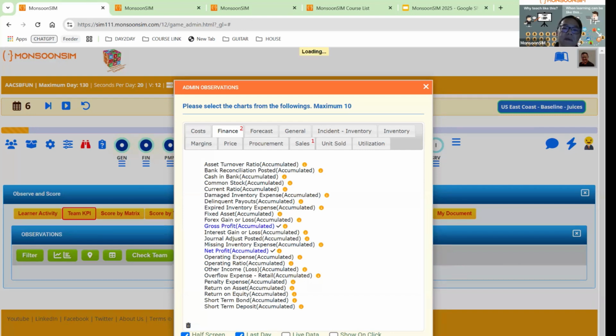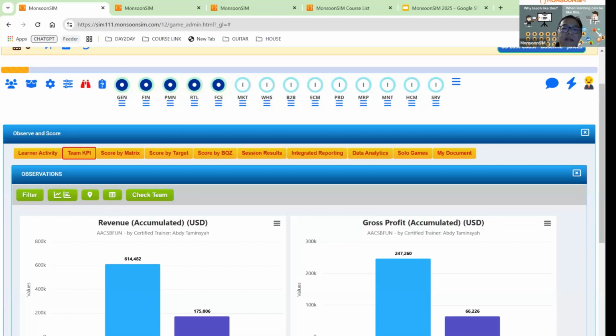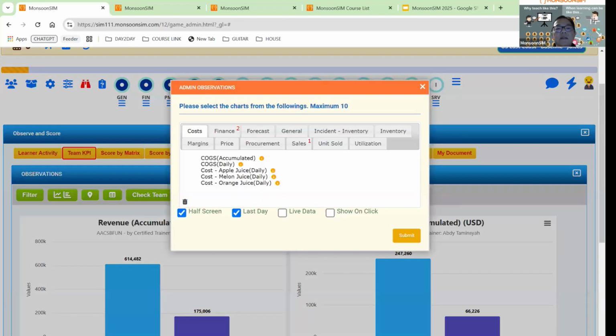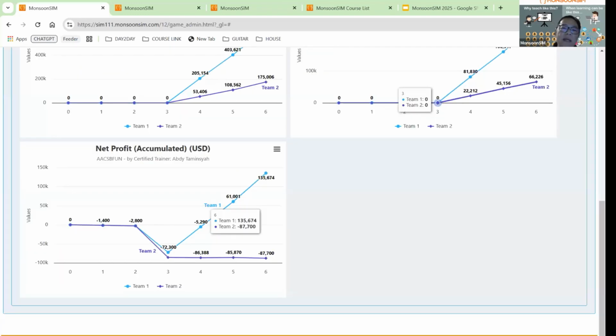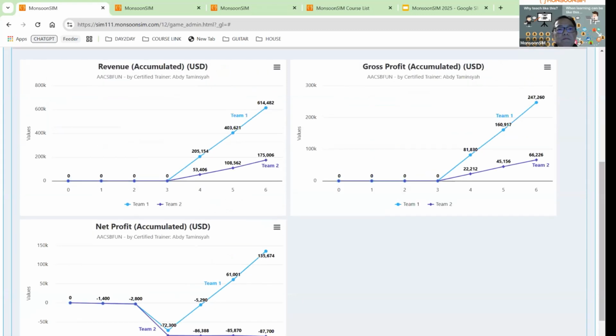Now I can also look at it in terms of a trend. If I don't look at the last day, then this is a trend. Then I can see the team comparison, one team to another. I can see the report in table form and chart form. There's a lot of KPIs that I can see.